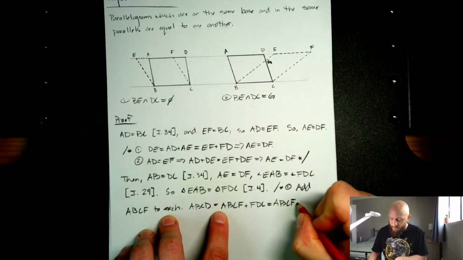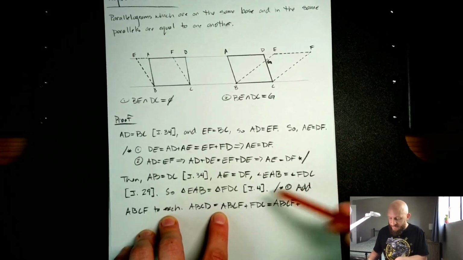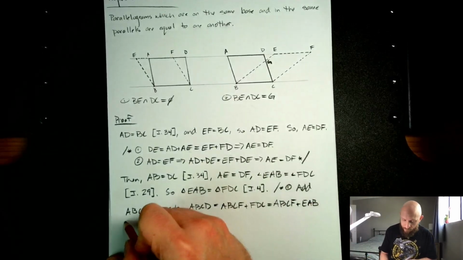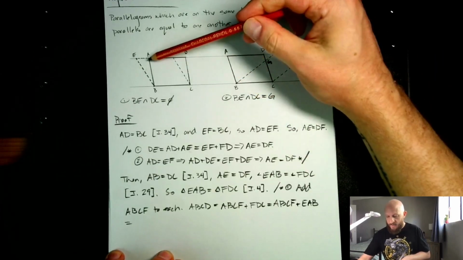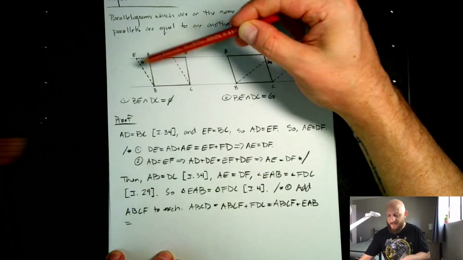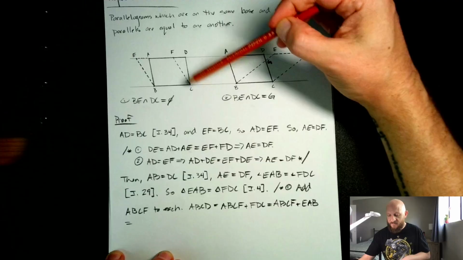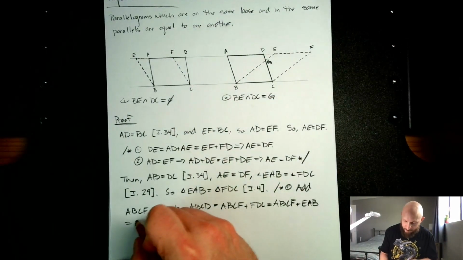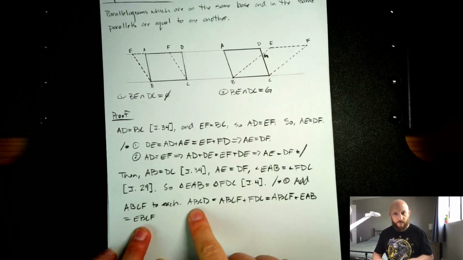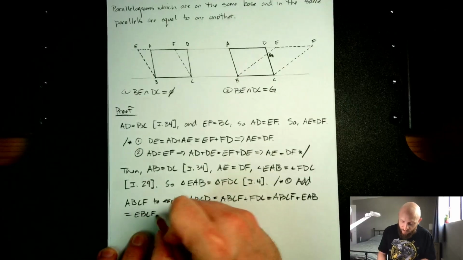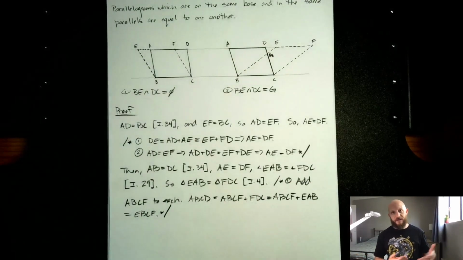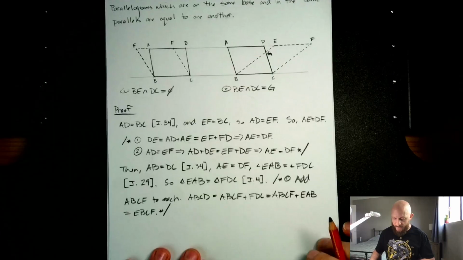ABCF plus FDC is equal to EAB, but ABCF plus EAB is parallelogram EBCF, which is what we needed to prove, that those two parallelograms are equal. So for case 1, that's all we need to do to finish it out. But case 1 is like a specific case. Case 2 is the general case.